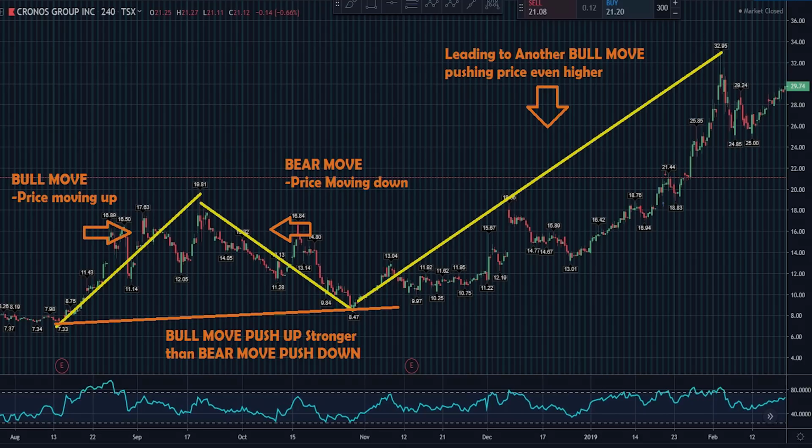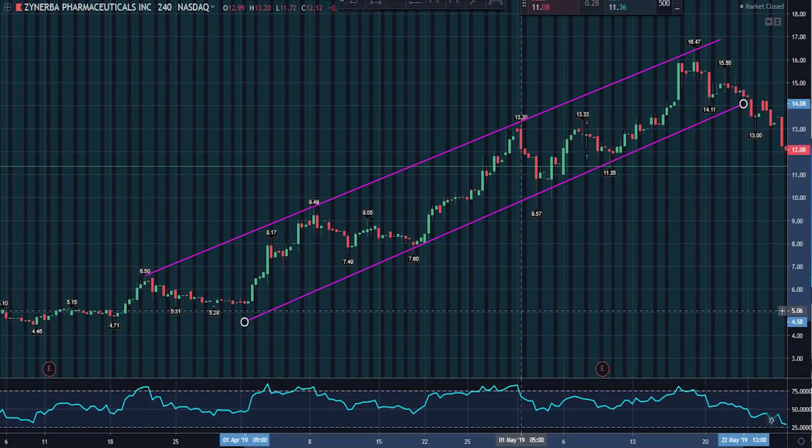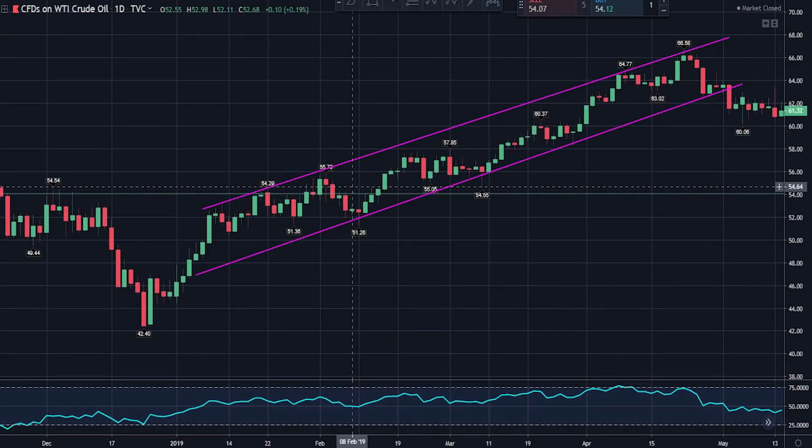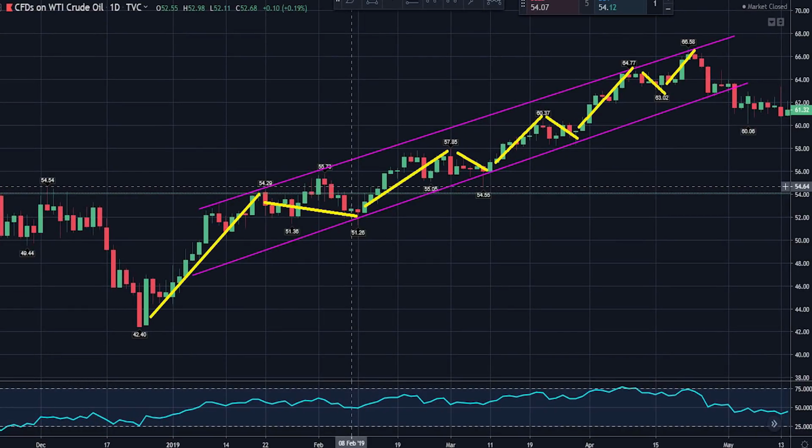So if you look here, here's a couple more examples of an uptrend. And you see here where the bulls have stronger strength than the bears. So what does this mean for you? These are the charts and tickers that you want to focus your attention on and also put your money into, because these charts are showing a strong sign of an uptrend and increasing in price.